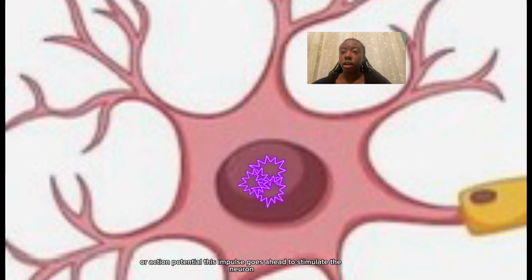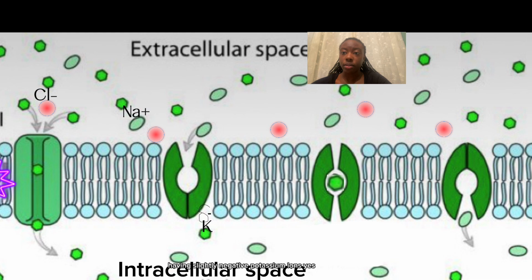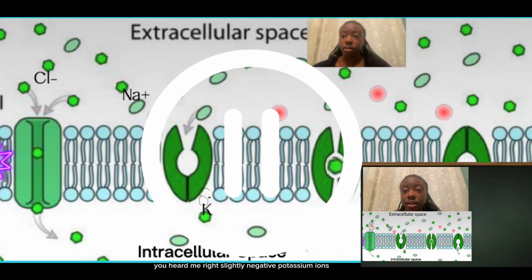This impulse goes ahead to stimulate the neuron that has a resting potential. At resting potential, the neuron has positive sodium ions and negative chlorine ions on the outside, while having slightly negative potassium ions. Yes, you heard me right, slightly negative potassium ions. And you're probably wondering, potassium ions are negative? You're right, they aren't, unless you're talking about neurons. In a neuron, potassium ions are surrounded by negative proteins. These negative proteins give them an overall negative charge.